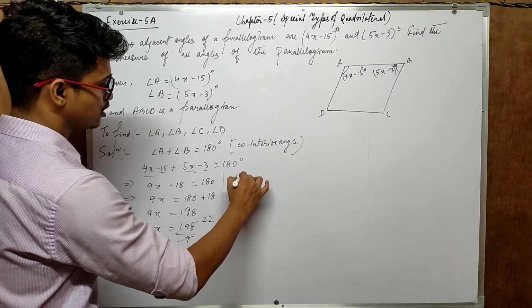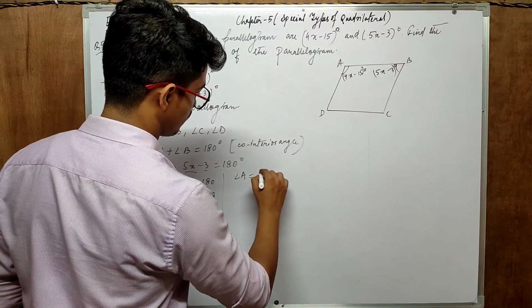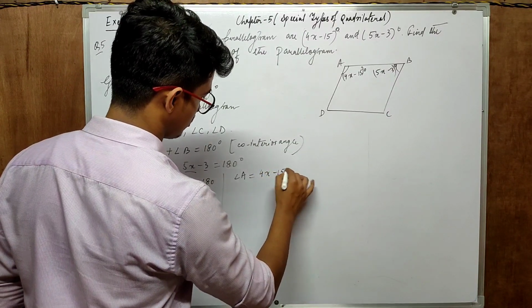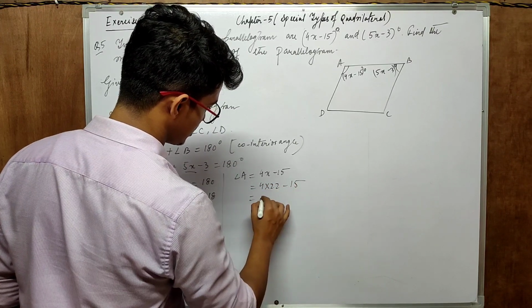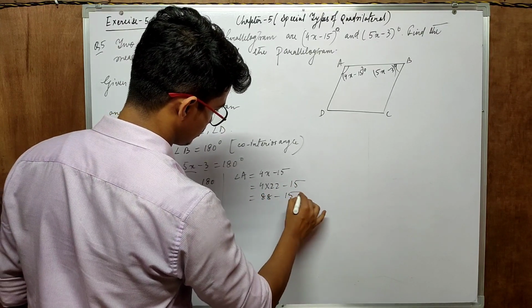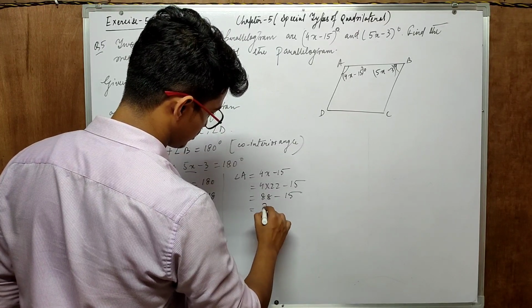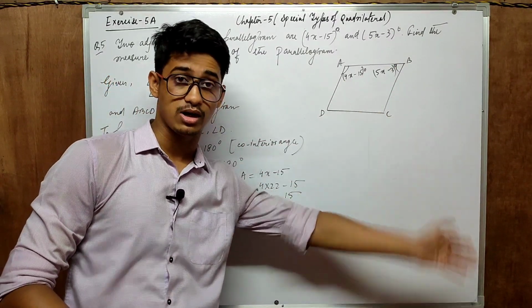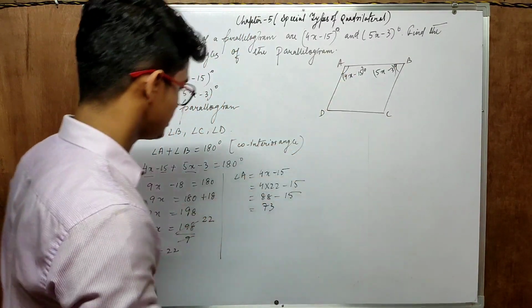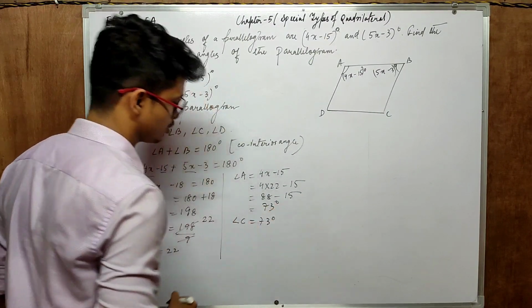So angle A equal to how much? That is 4x minus 15. If x is 22, then 88 minus 15, that is how much? That is 73, right? And we know that opposite angles in a parallelogram are equal, so therefore angle C is equal to 73 degrees, no problem.